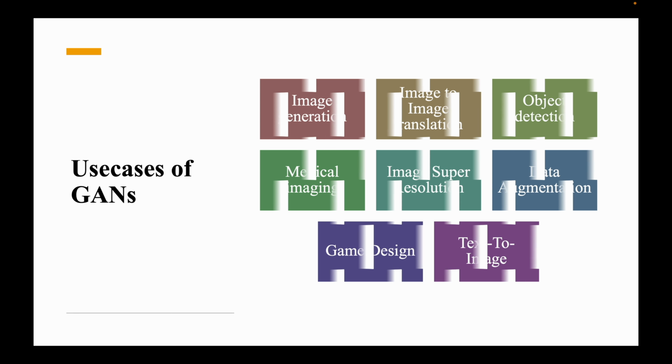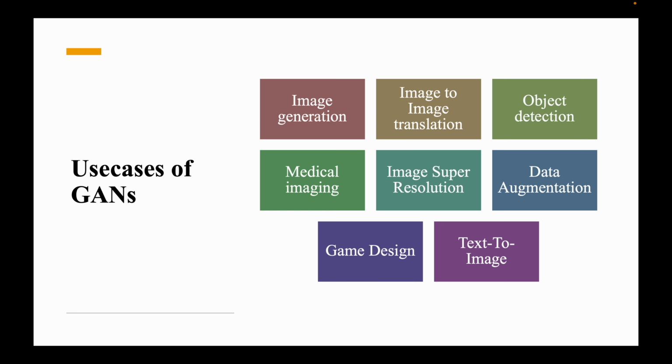Use cases of GANs. GANs are widely used in various industries where data generation or data transformation is needed. Some examples are image generation, image-to-image translation, object detection, medical imaging, image super resolution, data augmentation, game design, and text-to-image generation. So these are the use cases of GANs.